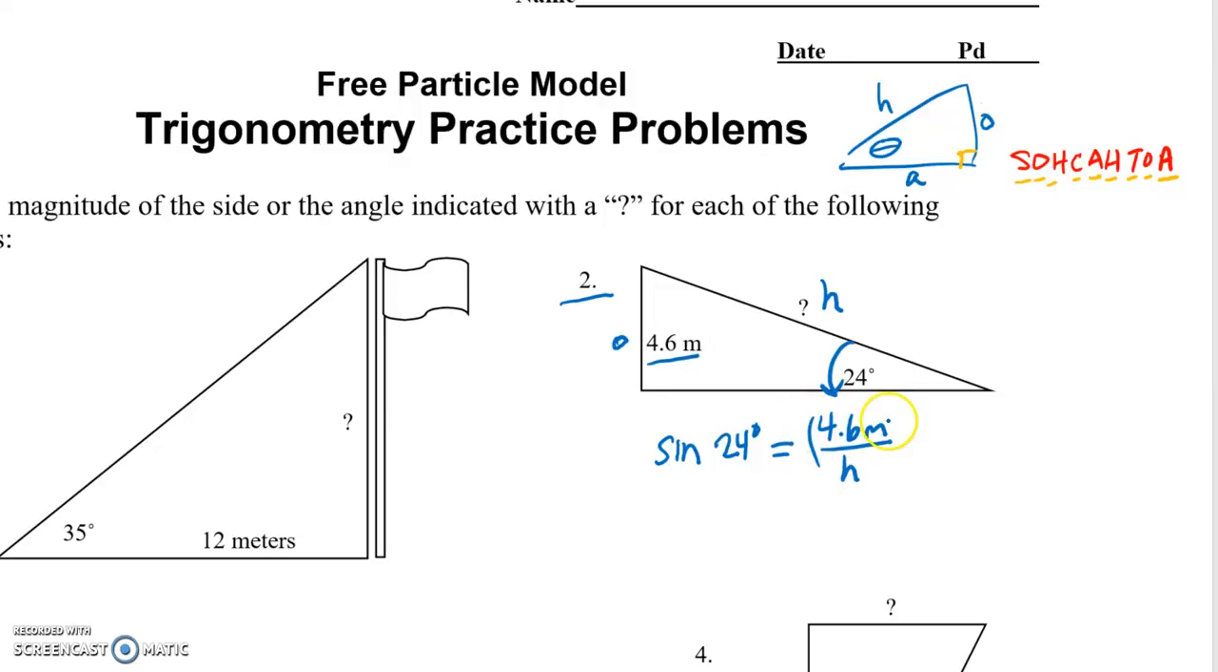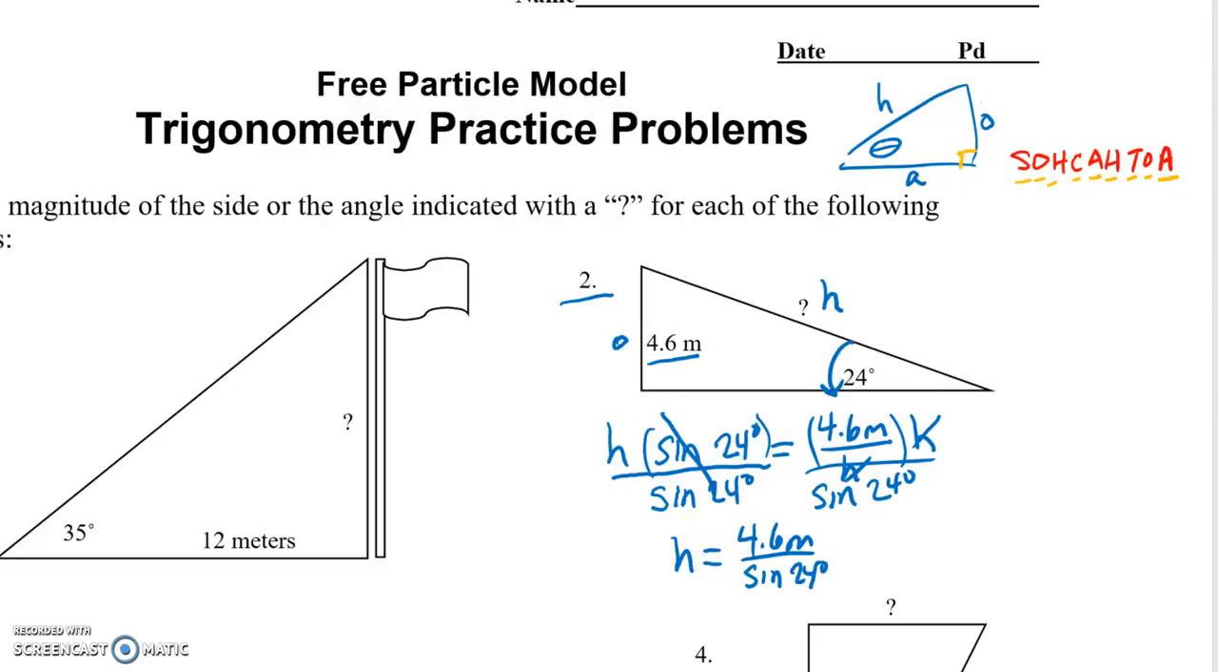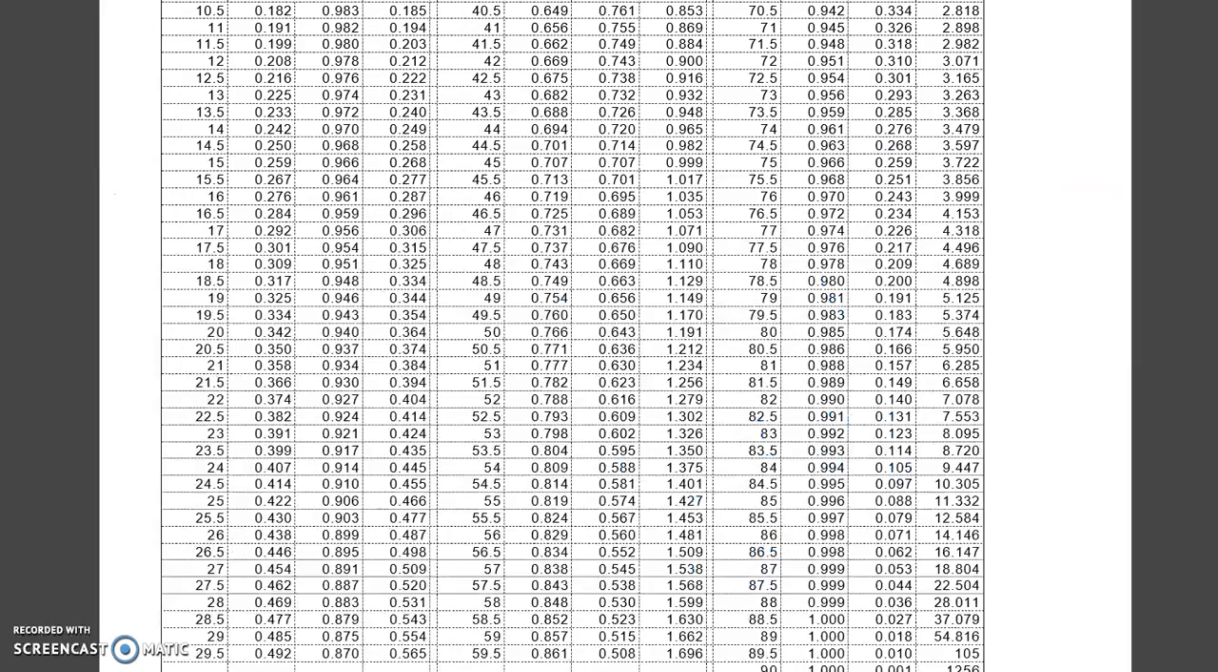I would like to isolate h and solve for h, so I'll multiply both sides by h, and it goes away there, and then I will divide both sides by the sine of 24 degrees. It cancels there, and I'm left with the expression h equals 4.6 meters divided by the sine of 24 degrees.